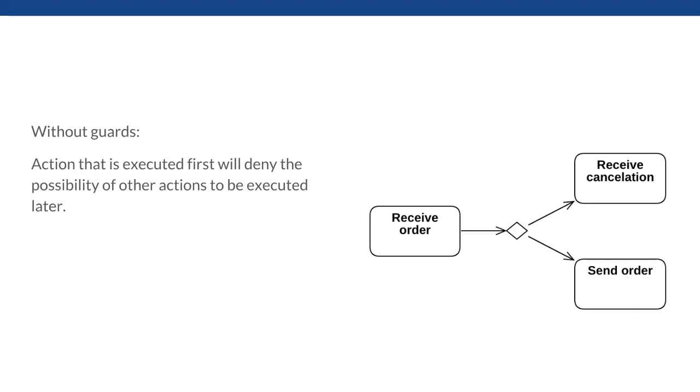If after receiving the order, a cancellation occurs, or the action of receive cancellation is executed, then the action of send order will never be executed. And vice versa. If the action of send order is executed, then the order can no longer be cancelled, or the action of receive cancellation will never be executed. So, the choosing of outgoing flow depends on which action is executed first.